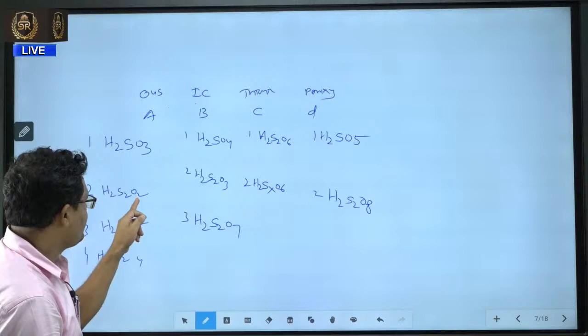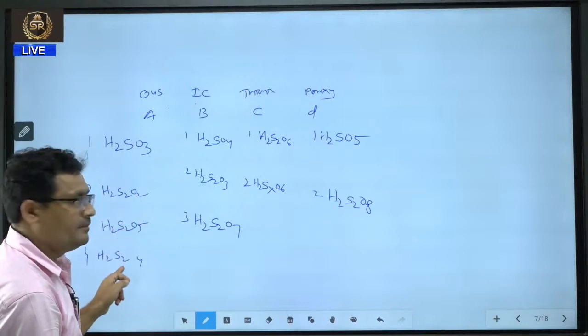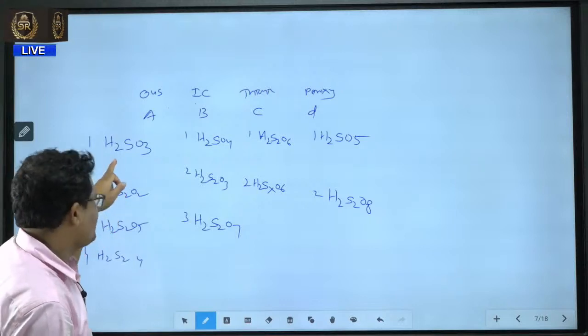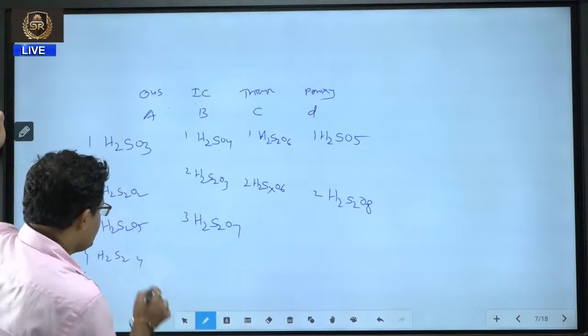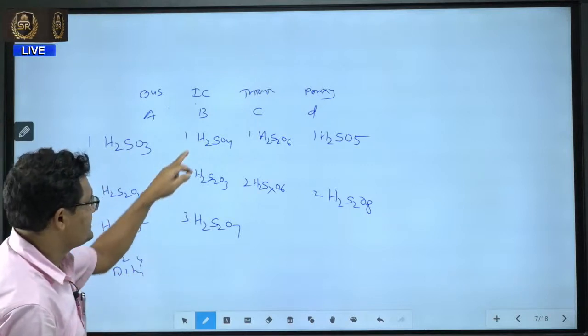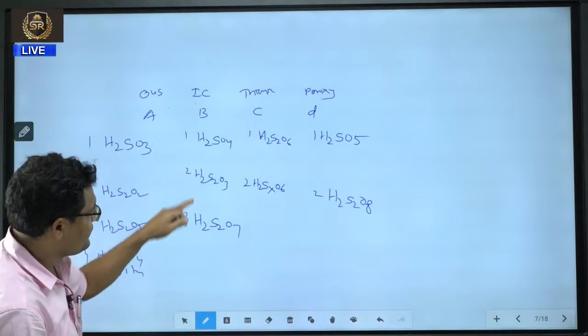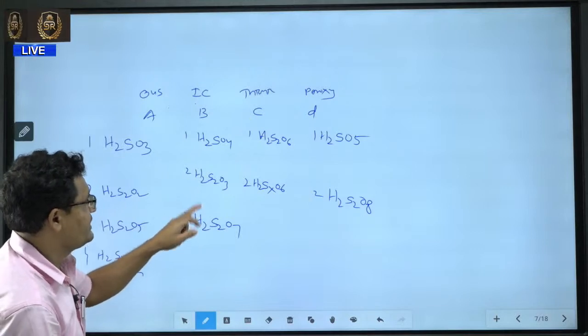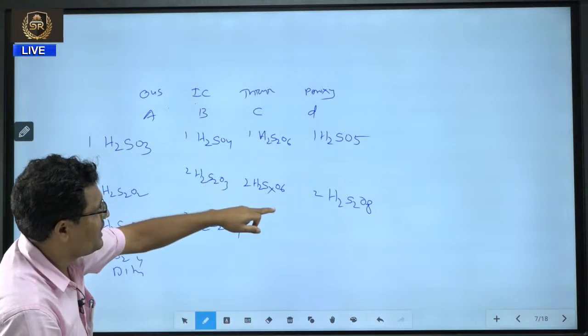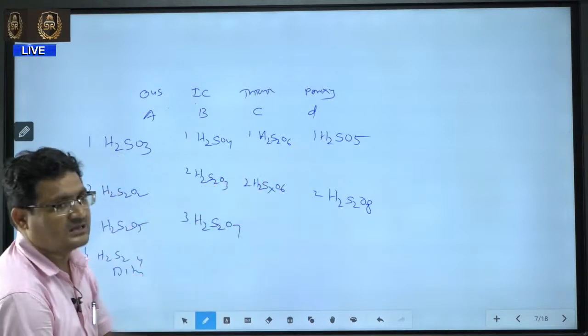Sulfurous, thiosulfurous, pyrosulfurous, dithionous, pyrosulfurous, sulfuric, thiosulfuric, dithionic, peroxysulfuric, thionic, dithionic, polythionic, Caro's acid, Marshall's acid.